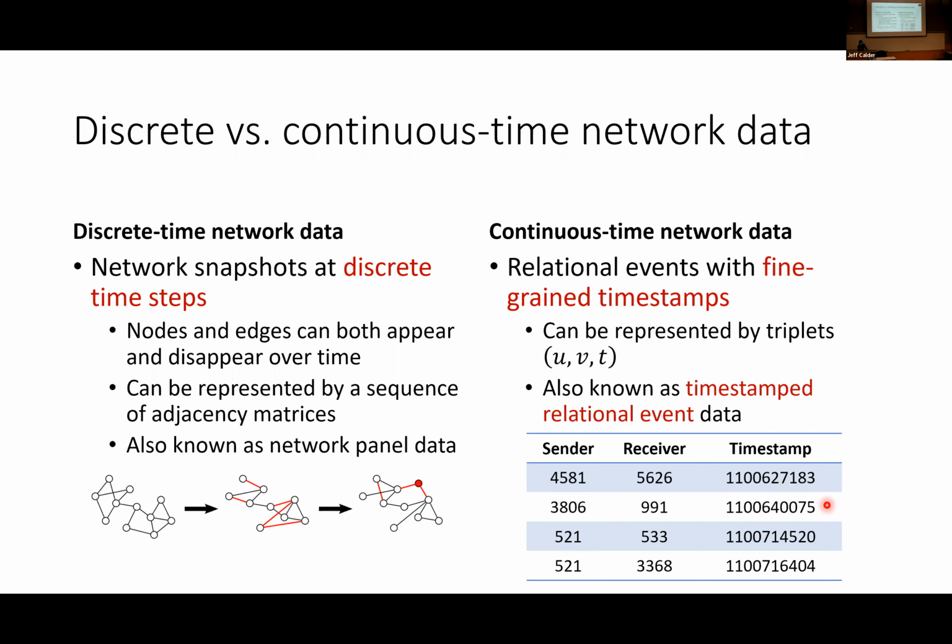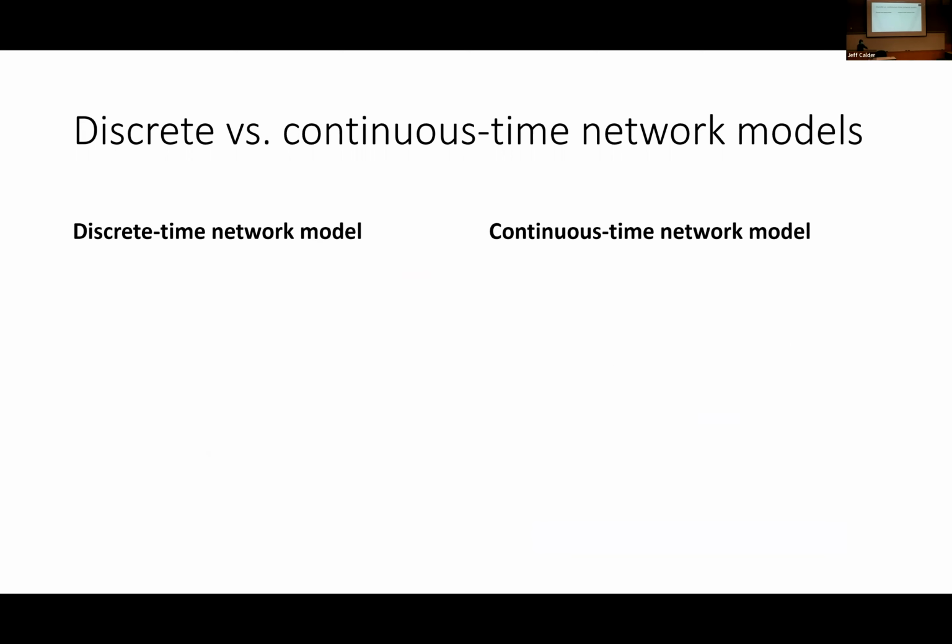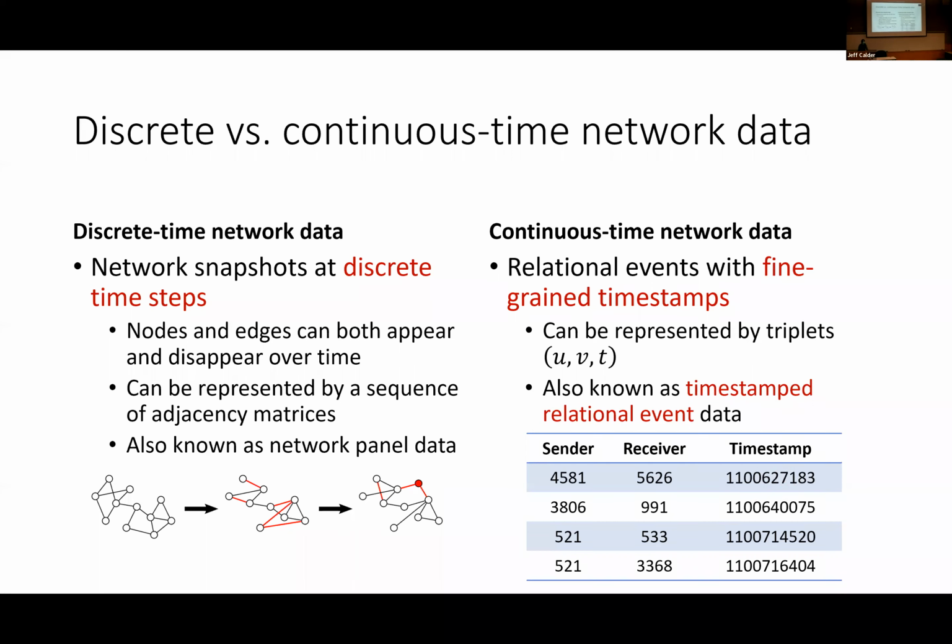This is a lot more challenging to work with. Go ahead. You have a UVT. So does that mean that at time T, we have an edge between U and V? Yeah, exactly. This is an instantaneous edge. Think of it as you sent a message to V at time T. Actually, this data came from Facebook wall posts. So this person posted on this person's wall at this time. So we've got these instantaneous edges with fine-grained timestamps.